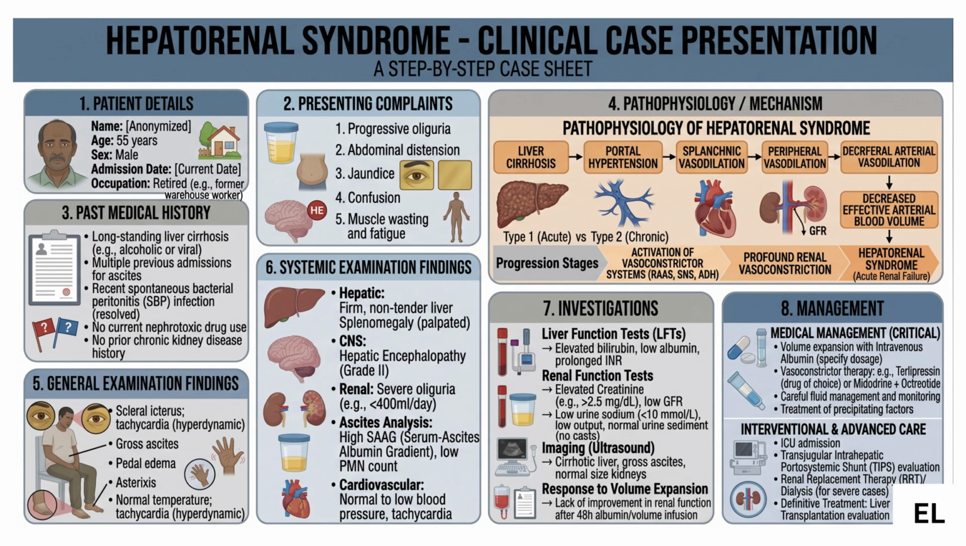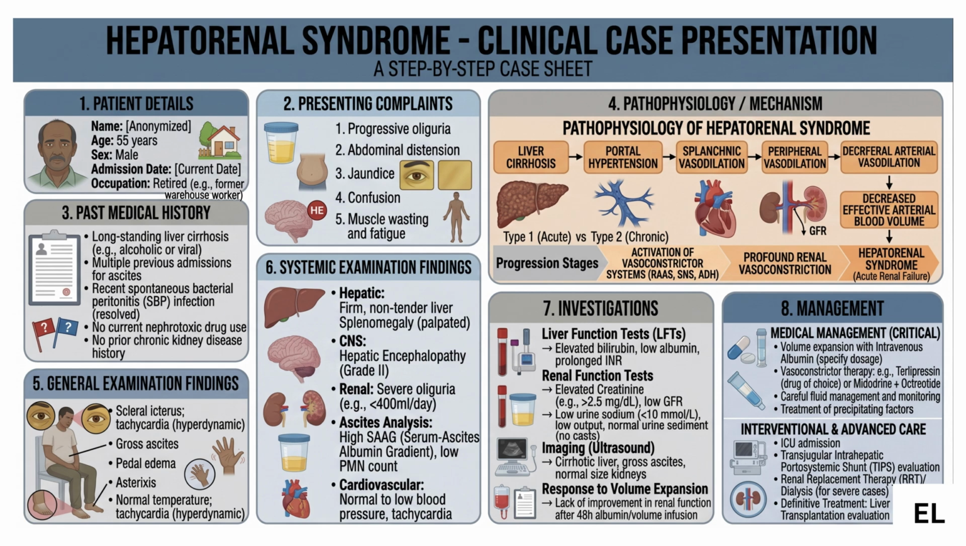Careful fluid management is essential because these patients are extremely fragile and prone to fluid overload as well as worsening hypotension. For severe cases, advanced interventions may be required. Intensive care monitoring may become necessary in critically ill patients. TIPS, or transjugular intrahepatic portosystemic shunt, can sometimes reduce portal hypertension and improve renal perfusion in selected patients.